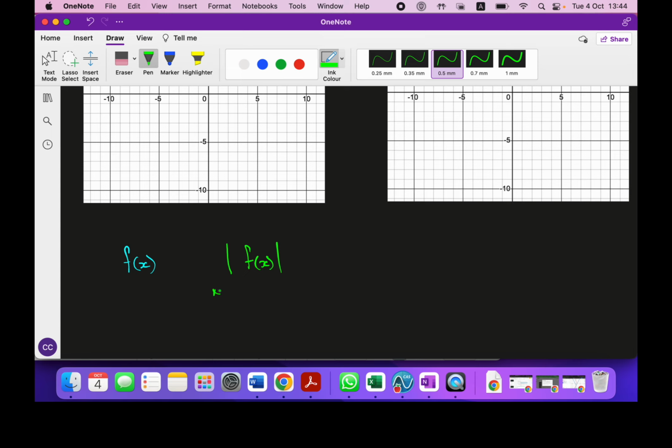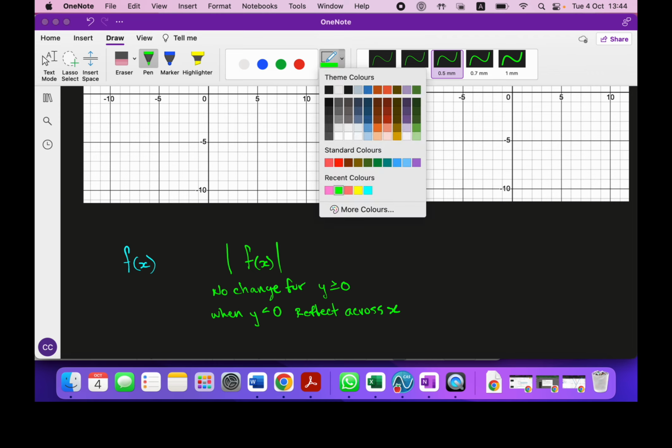So there'll be no change when y is greater than or equal to 0. When y is less than 0, we reflect across x. Okay, I'm going to show you that in a second, but that's the rule that we're going to use when we have the absolute value like that.